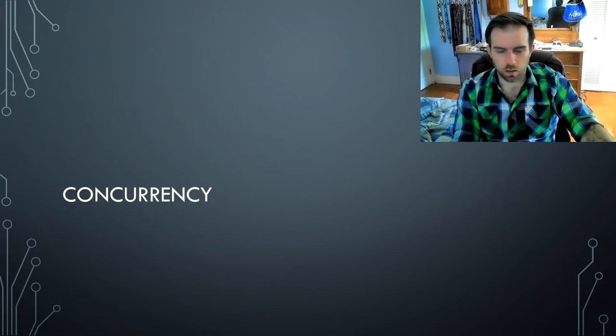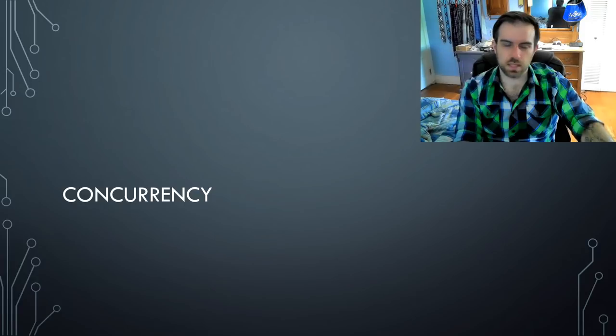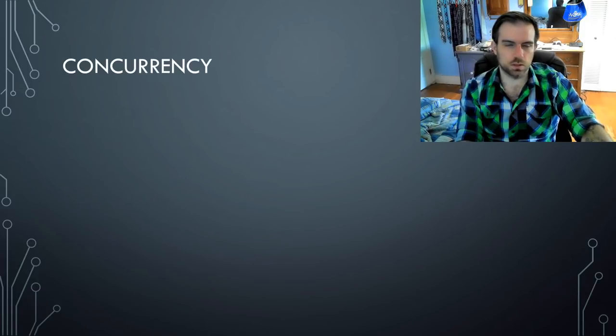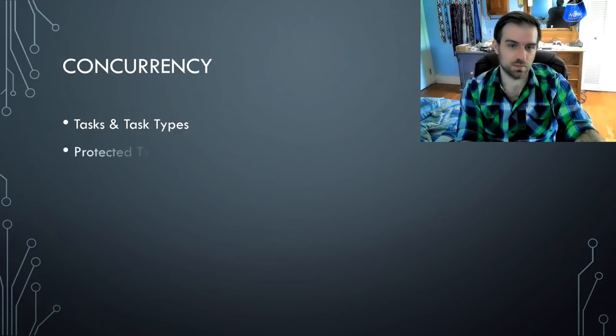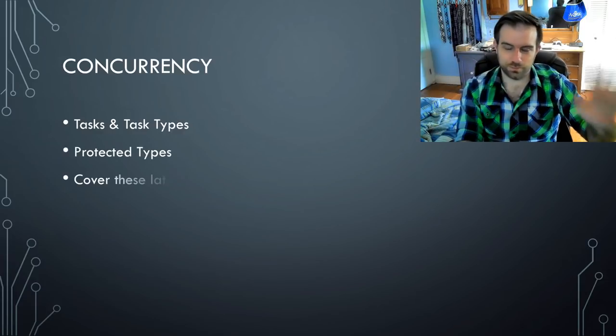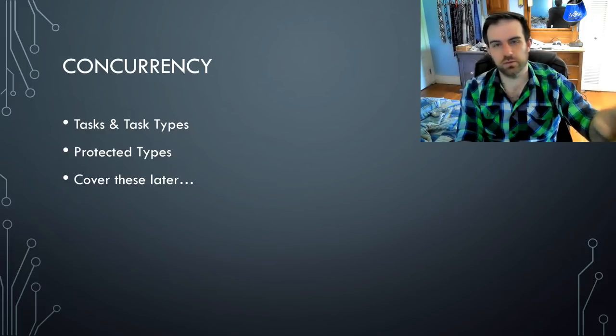Concurrency. This is where we cover the tasks and protected types. I'm not going to get into this in great detail, just some basic introduction to the stuff. So you have tasks, task types, and protected types. And yeah, these are getting covered in another video, just know that they're a thing.